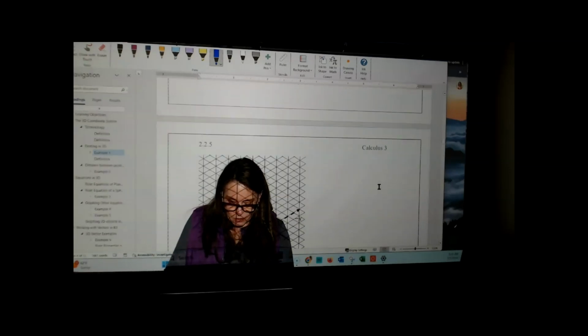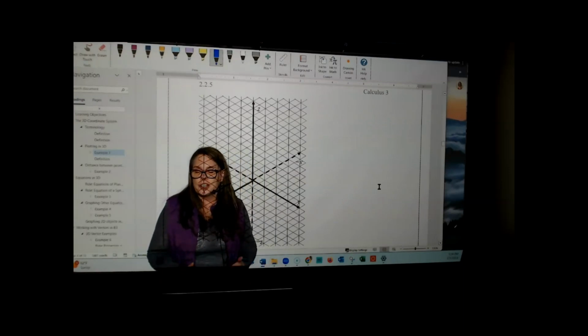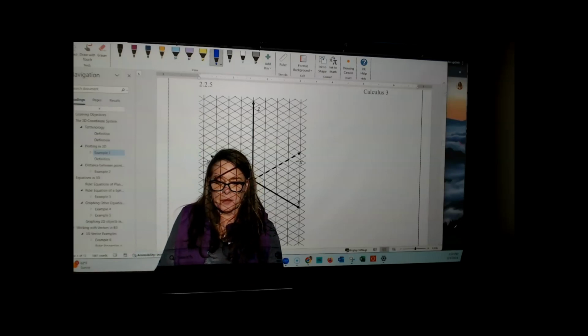So let's talk about what isometric graph paper is. And to do this part, I'm going to go ahead and share my screen with you so you can see it a little bit closer in. So let me share my screen now.